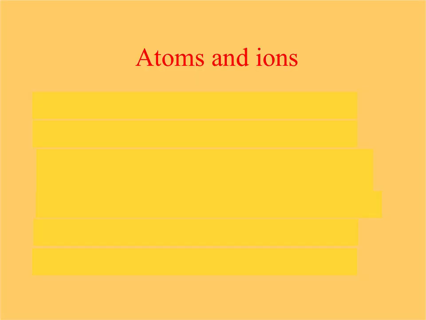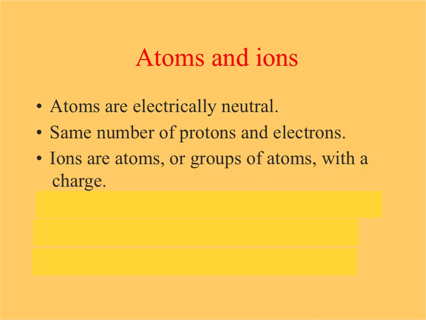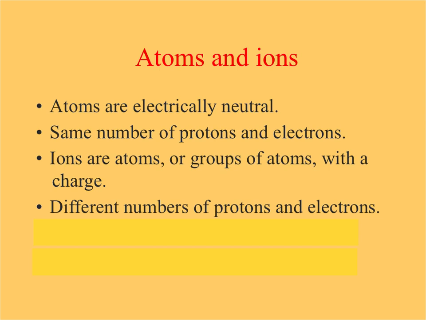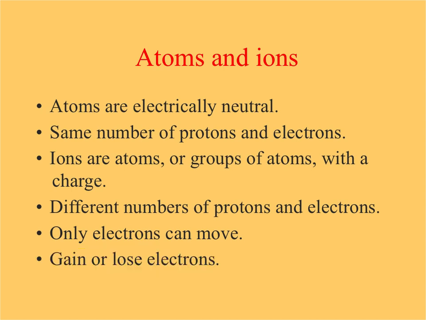First, I'd like to do a little review of atoms versus ions. Remember that atoms are electrically neutral. That means they have the same amount of protons or positives and the same amount of electrons or negatives. Ions are atoms, or sometimes a group of atoms, that have a charge. This means there will be different numbers of protons and electrons. Remember that only electrons can move. The number of protons has to be constant or the element changes. Atoms or groups of atoms can either gain or lose electrons.